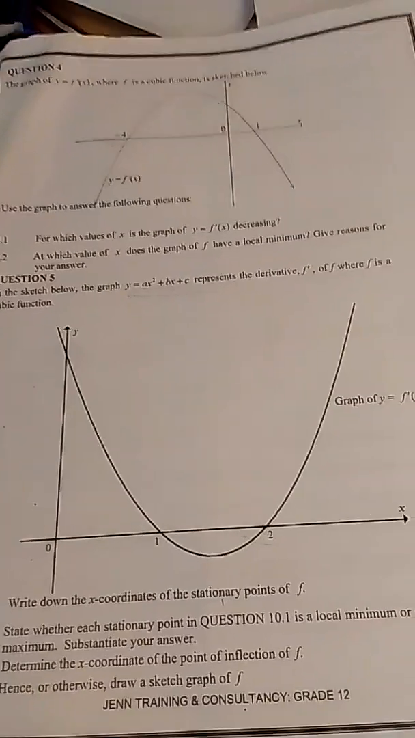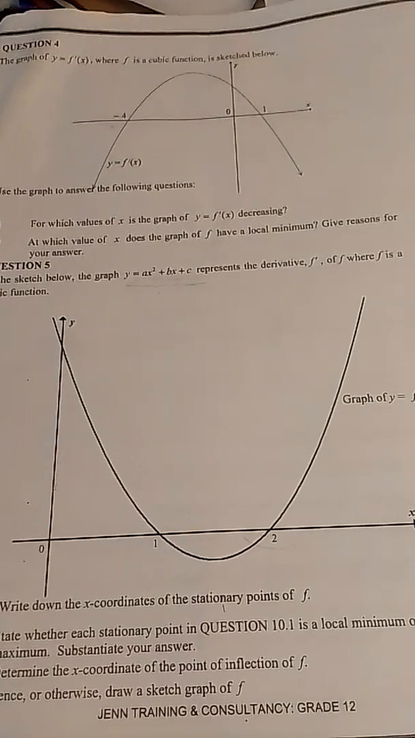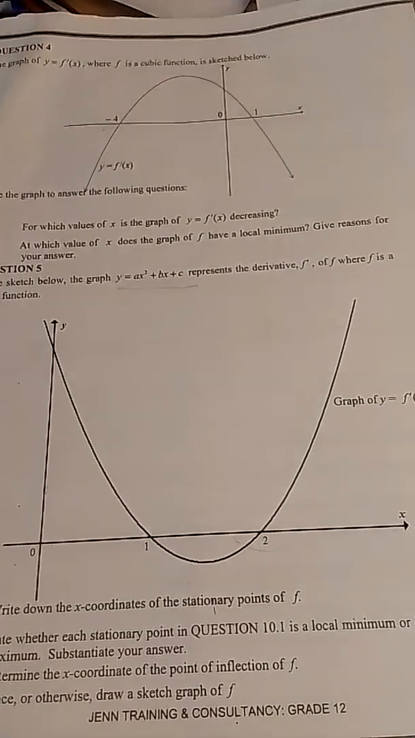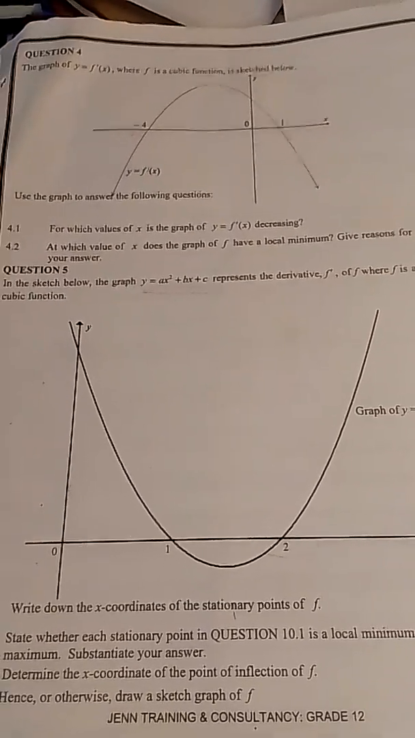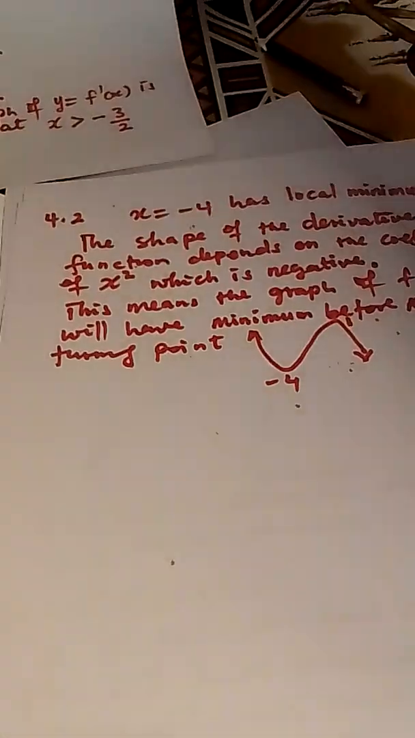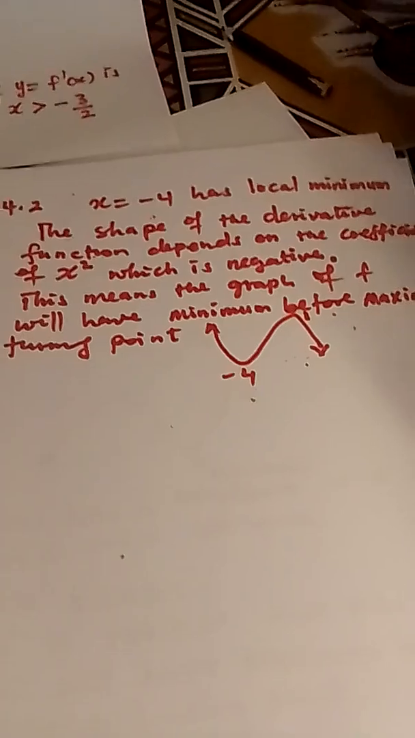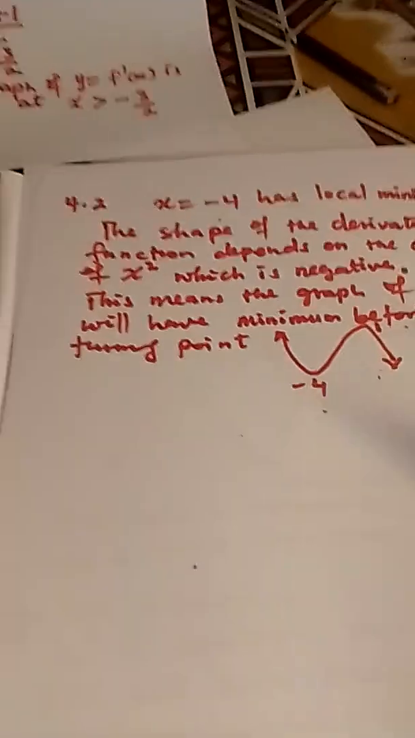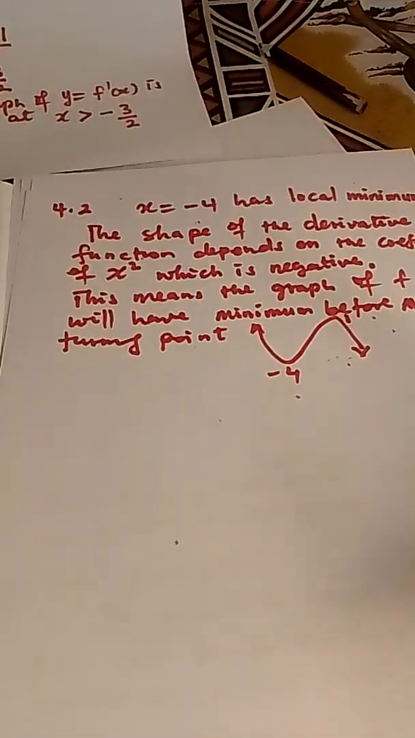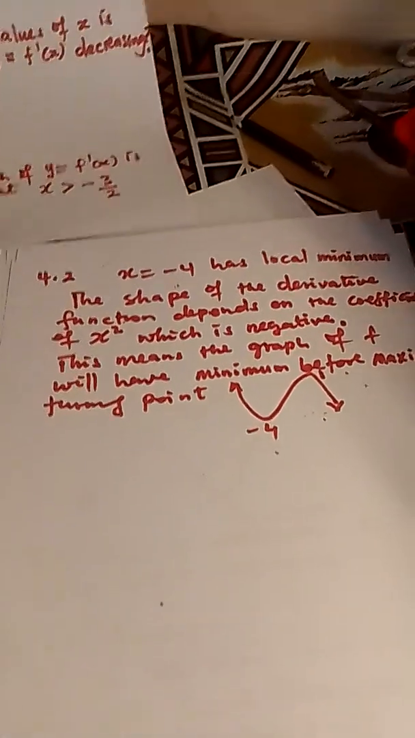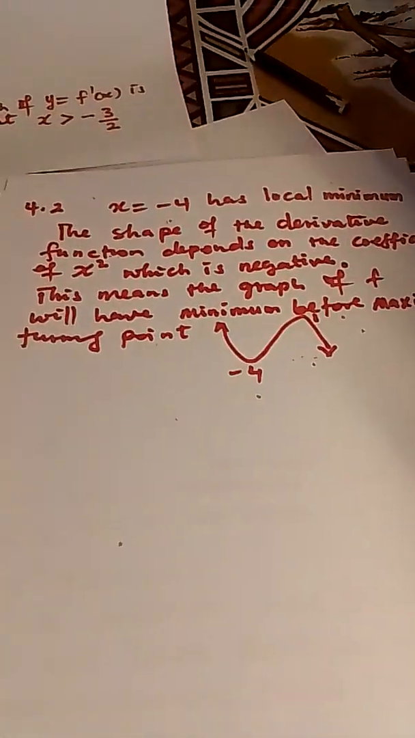Now the next question, when you look at 4.2, says: at which values of x does the graph of f have a local minimum? Give a reason for your answer. So in order for us to know where is a local minimum, we need to understand what goes on on the graph of the parabola, which is also known as the derivative function of f.